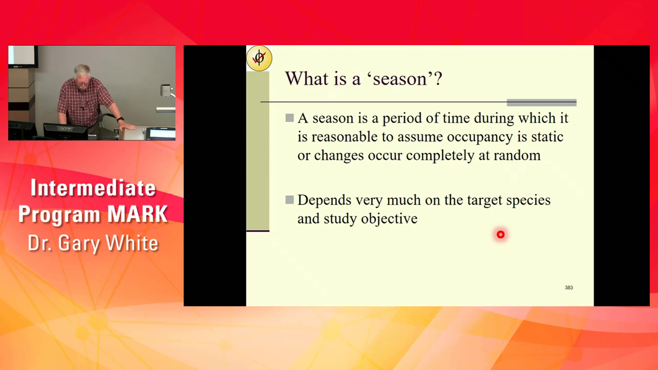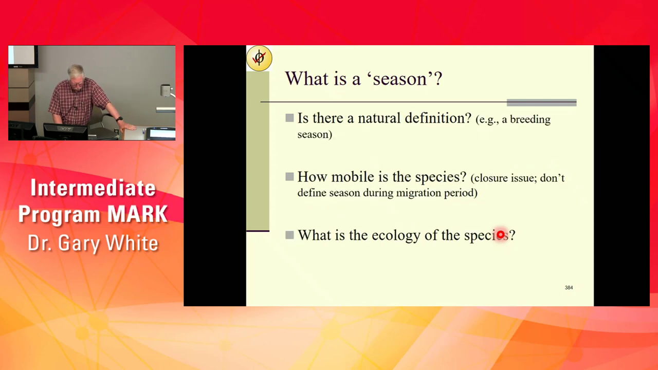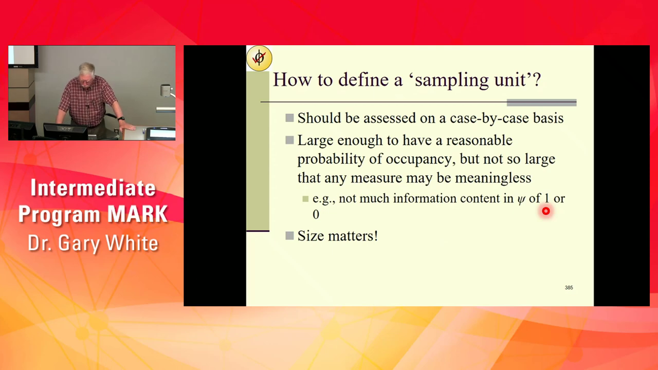What is a season? Yeah, I don't know. That usually is fairly obvious, I think, but not always. Natural definition, breeding season. Now, you've got to be careful about mobile species, migration and stuff like that, the closure issue, ecology of the species. How to define a sampling unit. This is the one that's interesting. Size matters.